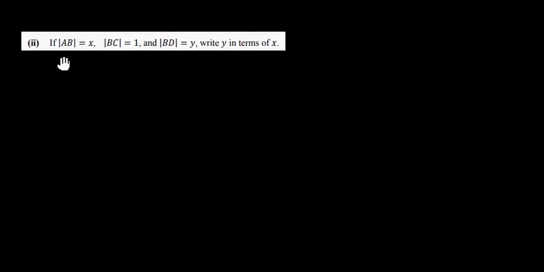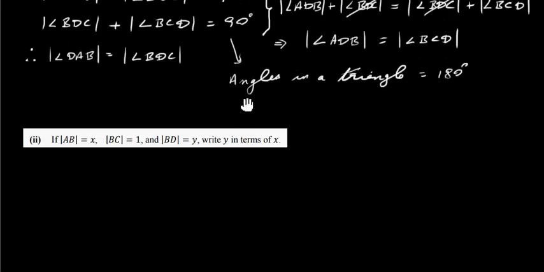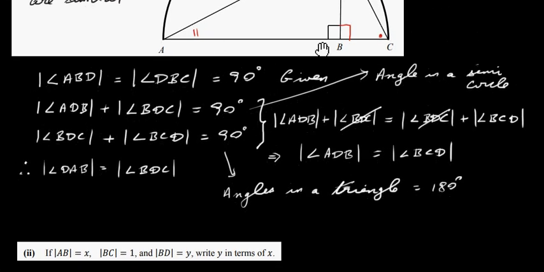Now we have here, if AB is equal to x and BC is equal to 1 and BD is equal to y, write y in terms of x here. So they're saying here that if AB is equal to x, so there's an x here, and then they're saying BC is 1, so this distance here is 1, and BD is y, so BD is actually this distance up along here. Write y in terms of x. So I'm just going to redraw that.